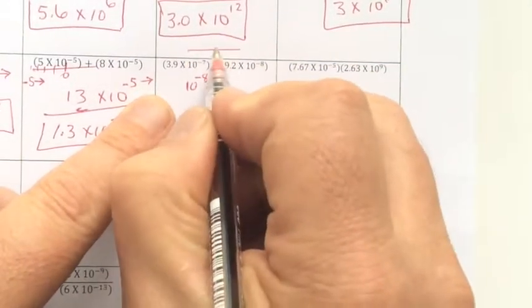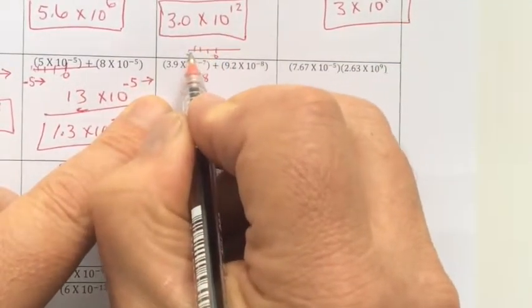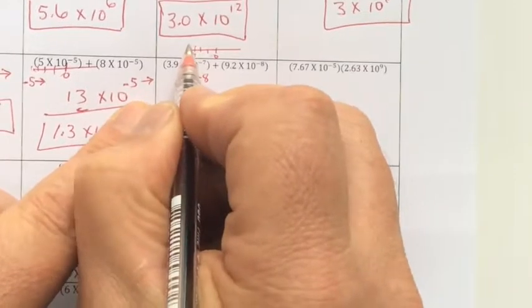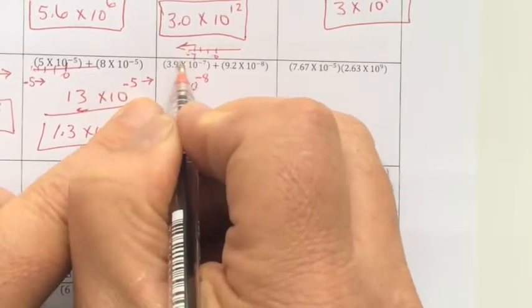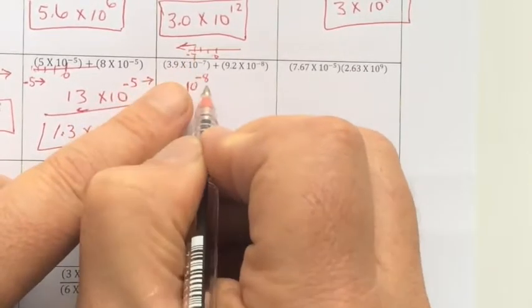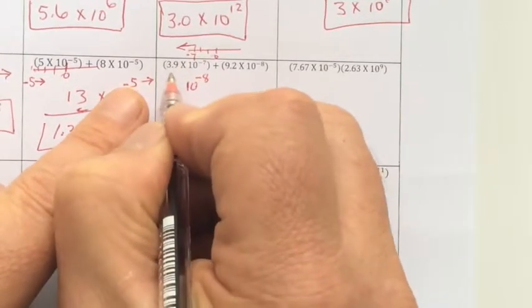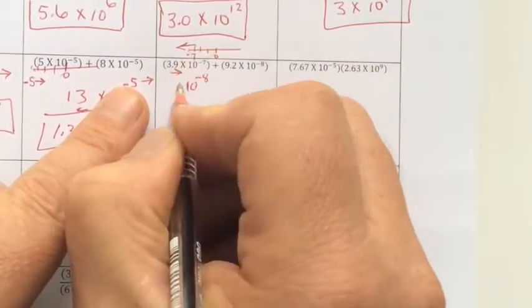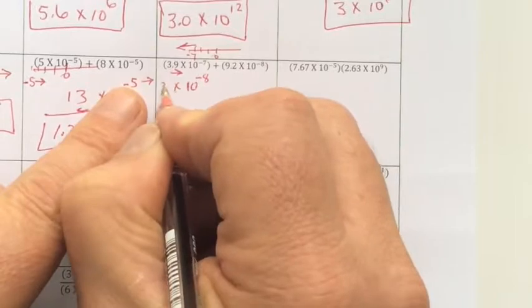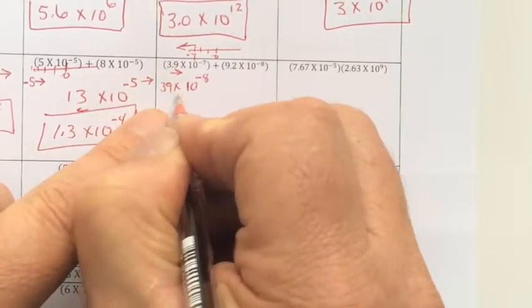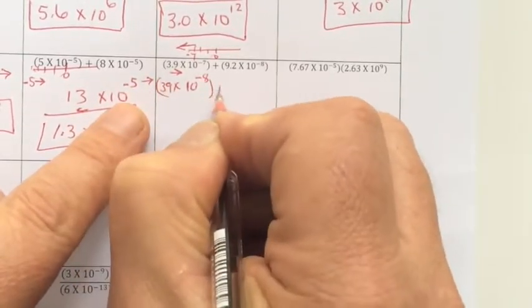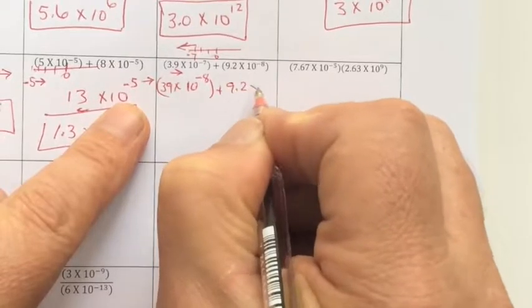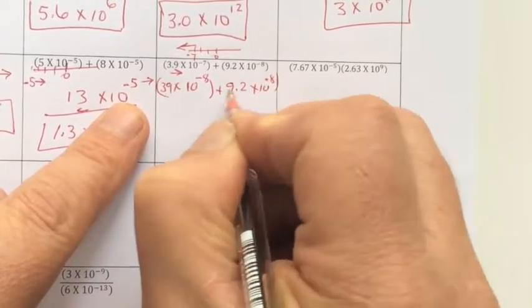Okay, here's the number line. I'm sitting at negative 7, and I went to negative 8. See, that was going this direction 1. I went this direction 1 to fix it. That means this decimal has to go that direction 1, which makes it a 39. So really I have 39 times 10 to the negative 8 plus 9.2 times 10 to the negative 8. Now I can add them.